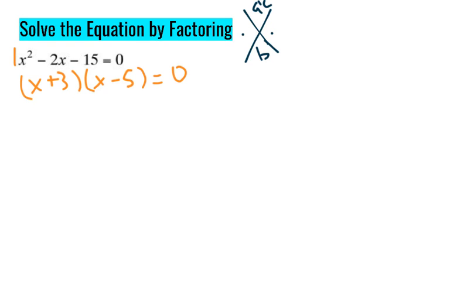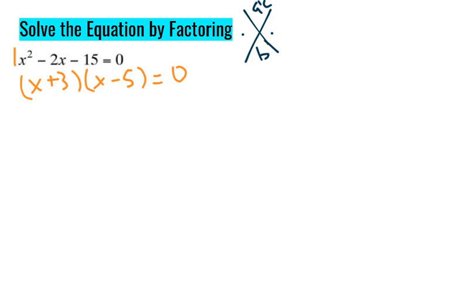At this point, you can stop for a second and check yourself, right? 3 times negative 5 is going to give me negative 15, and 3 minus 5 is going to give me negative 2. And if we can say that with certainty, and we know that that multiplication and that addition is correct, then we can move on to the next part.